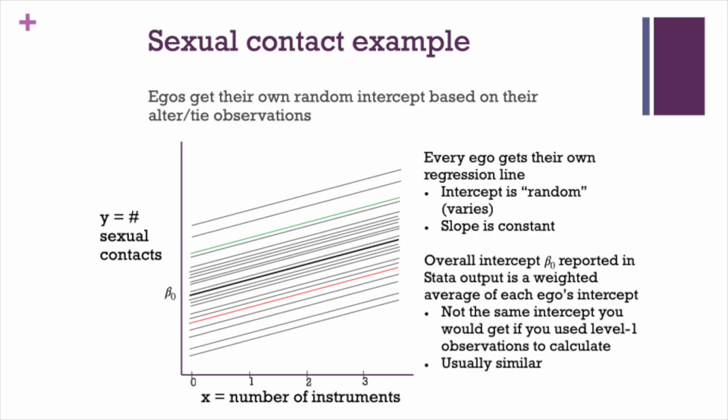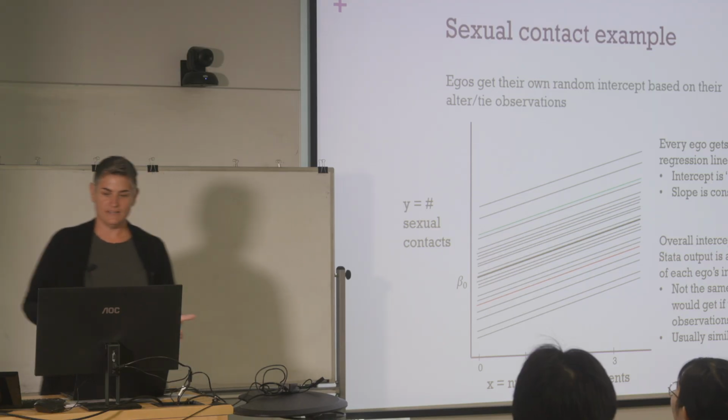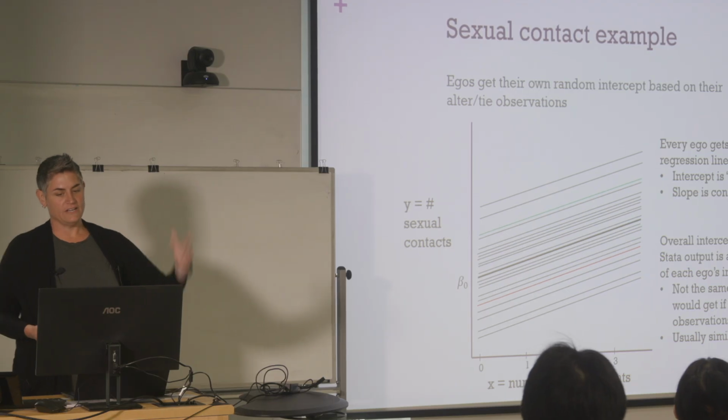And so we'll just then repeat this for every person in our data set, for every ego network in our data set. So every ego gets their own regression line. The intercept is random, which just means that it varies. I kind of hate that term because it's not actually random, right? But that just means we allow it to vary in our model.